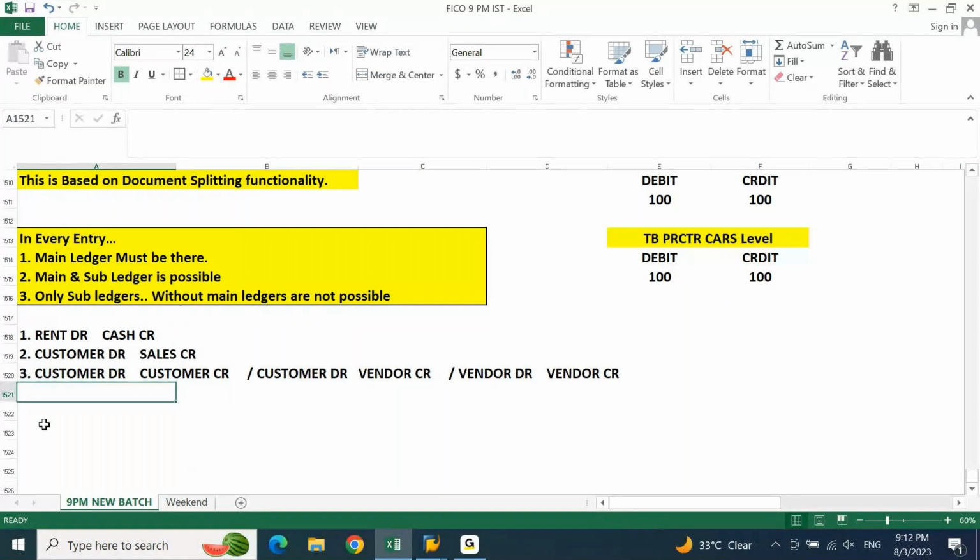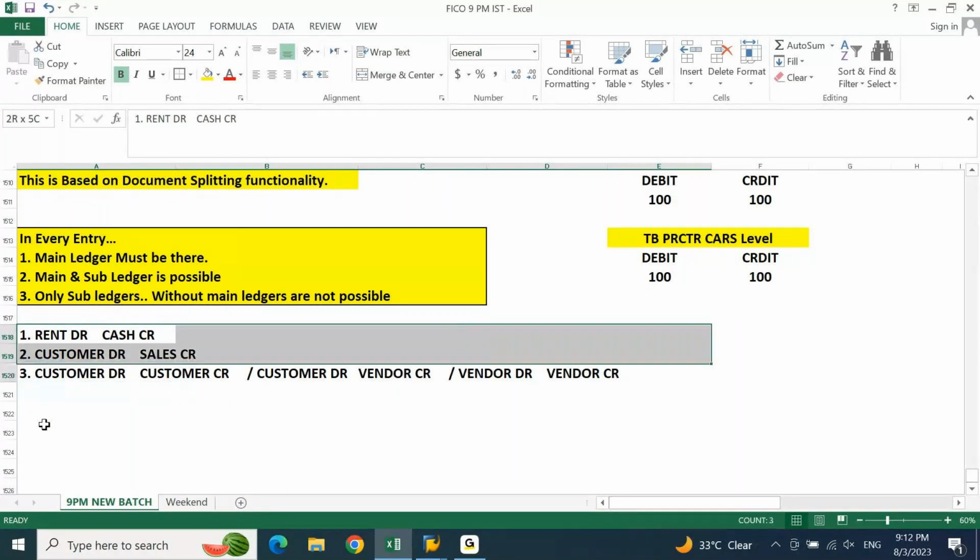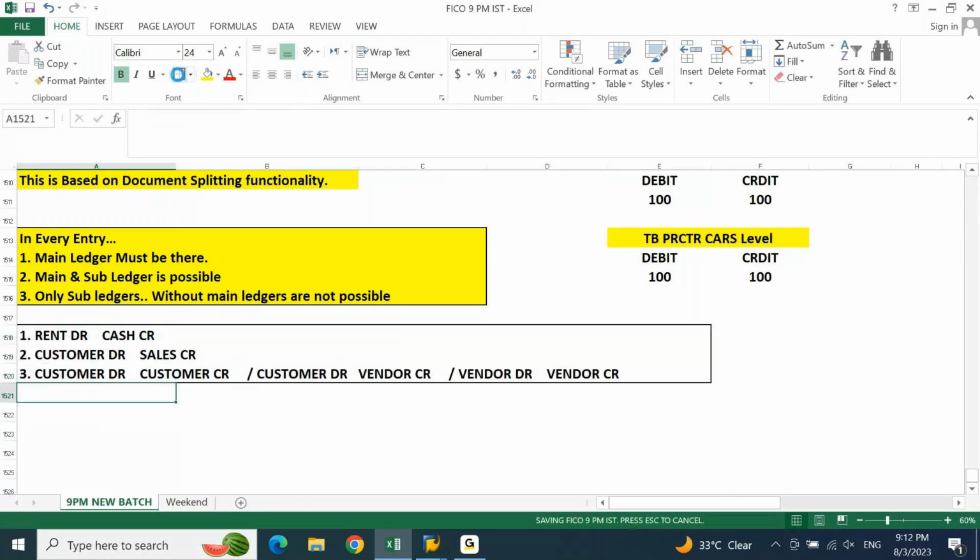So, Ajay, in the second point you said main ledger and subledger. You need to write down accounts receivable, no? No. If I put accounts receivable, again we will get confused that accounts receivable will become main ledger.